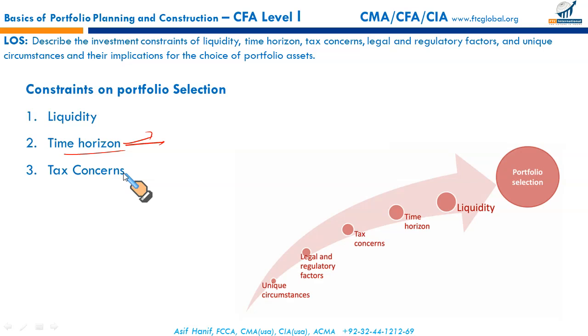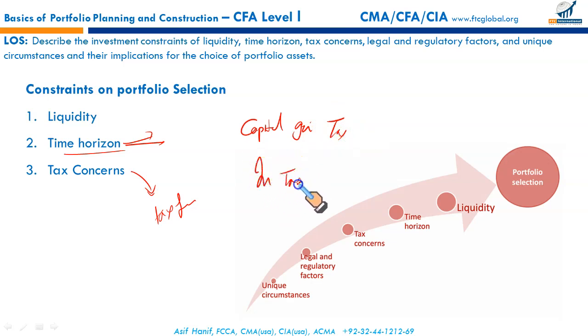Sometimes investors who are subject to high tax rates would prefer investments in tax-free bonds, right? And if there is a difference between the capital gains tax rate and the income tax rate, so if the capital gains tax is higher, then the investor would prefer to invest in those assets that generate income. But if the income tax rate is higher, then the frequent buying and selling of investments would be preferred. So tax is a very important consideration in investment management.